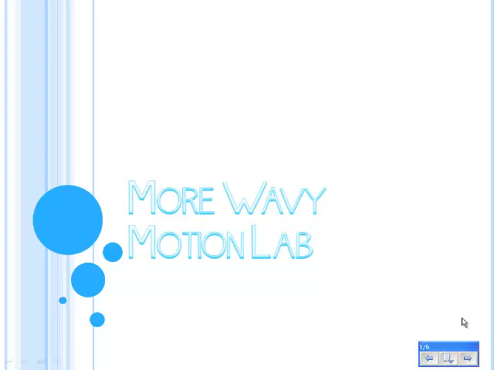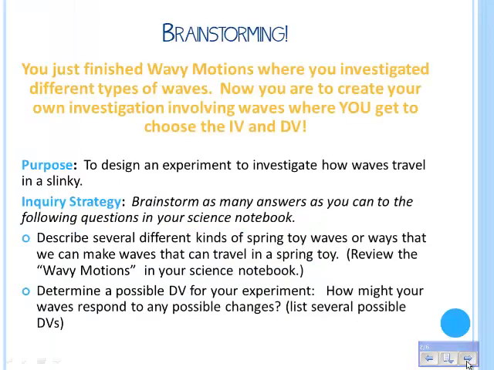Okay, we're going to explain to you the More Wavy Motion Lab. All right, so you should have just finished Wavy Motions, which was the first lab for this. And now you're going to create your own investigation. So it's kind of similar to when we did the electromagnet, where you had to change the number of wraps and then you came up with a new IV to test.